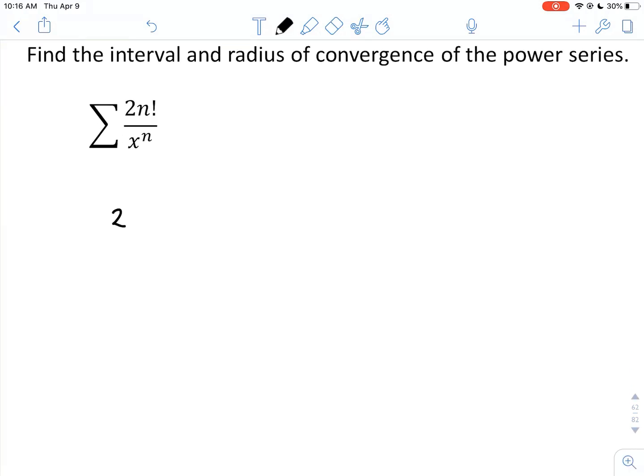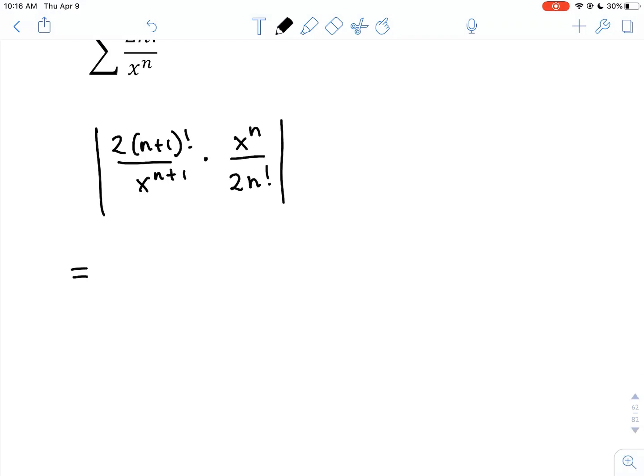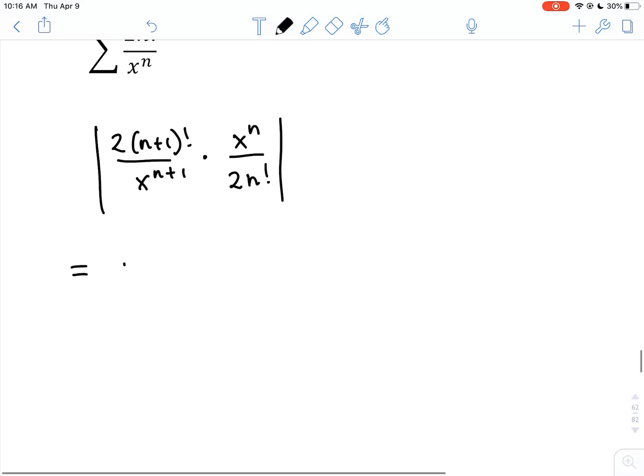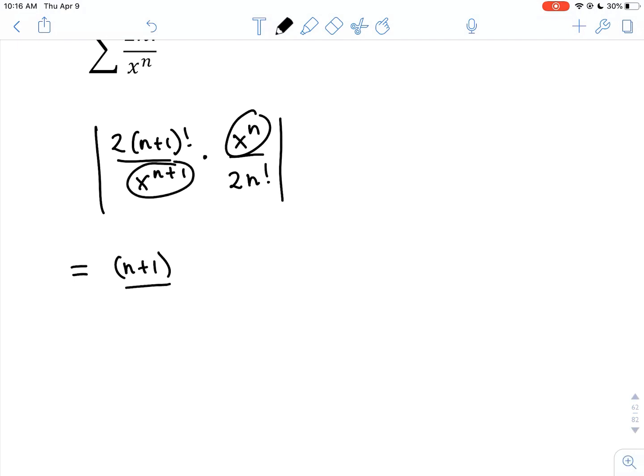So we have the absolute value of (n plus 1) factorial divided by x to the n plus 1, and we're going to multiply that by the reciprocal of the original summand. The 2's are going to cancel. The (n plus 1) factorial over n factorial is going to become n plus 1, and then the x's over the x's are going to leave just an x down in the denominator. And all of this is an absolute value, and when you take the absolute value of a fraction, you can take the absolute value of the numerator and denominator separately. So I only really need the absolute value on this x.